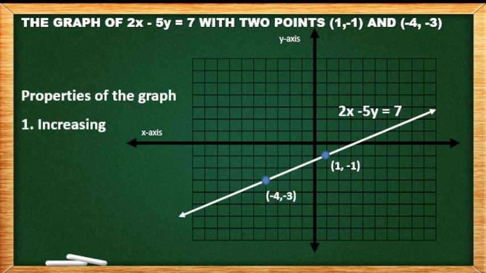Properties niya, increasing yung graph from left to right. Ayan. From left of the graph, papunta sa kanan, pataas. So, the slope is positive kasi increasing yung graph.